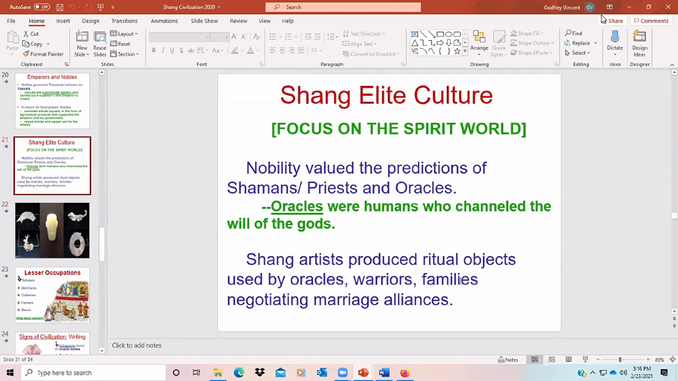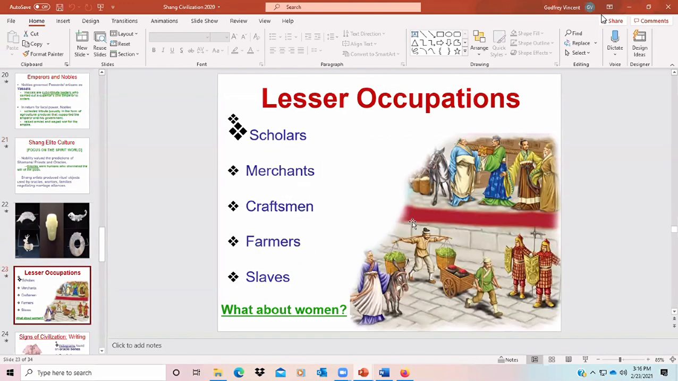Remember, in ancient China, the nobility did not work. They did not work. Other people worked and they lived off the wealth. So these were the lesser occupations in ancient China. Right, the lesser, we will come to scholars when we study Confucius, merchants, craftsmen, farmers, and slaves. These are the nobles here. The nobility, lesser people, right?